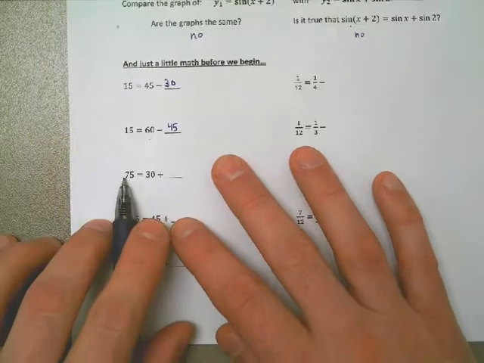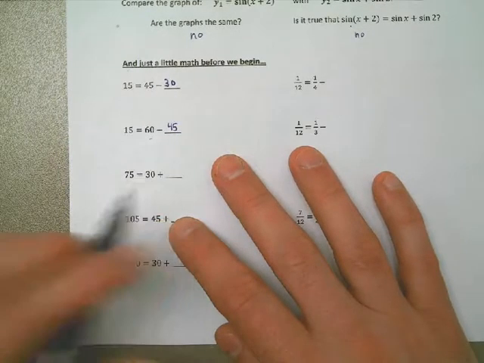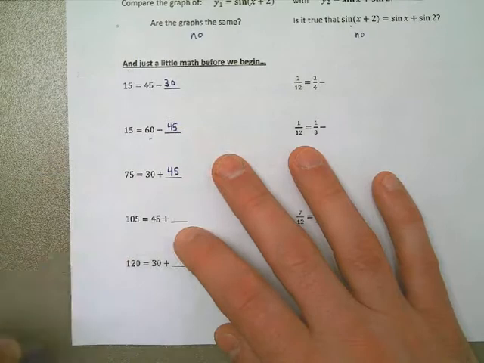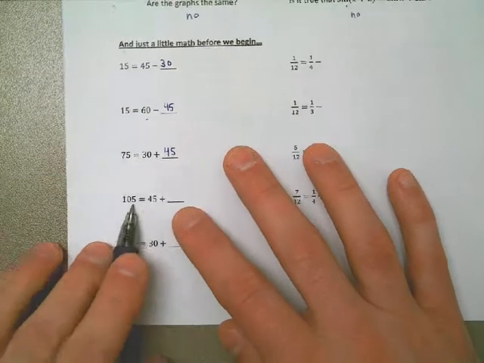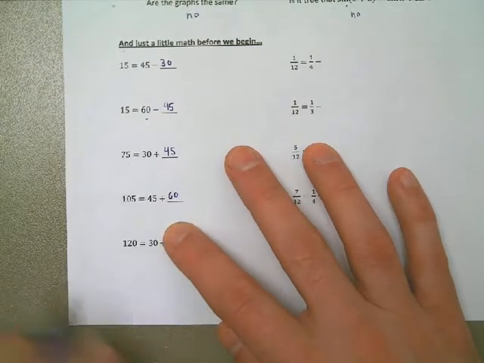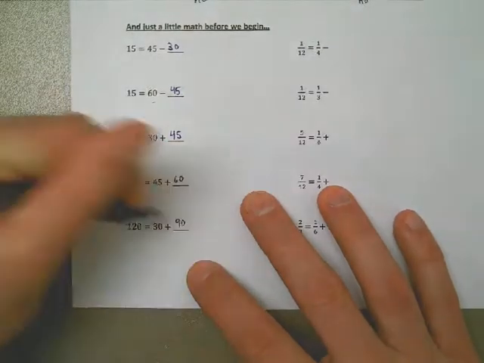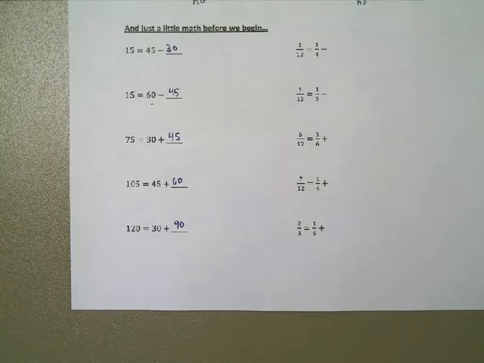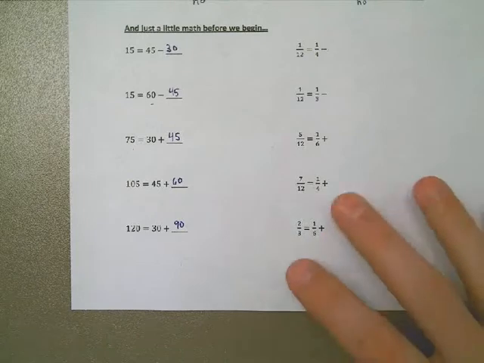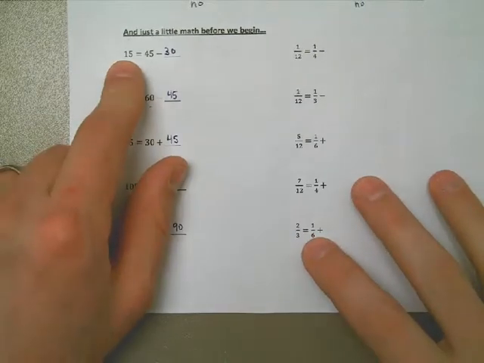Perhaps if 75 degrees shows up in a problem, I want to look at that as a combination of 30 plus 45. Or if I want to look at 105, maybe I'm going to do 45 plus 60. Or if I get 120, I can look at that as 30 plus 90. Now those all make sense, right? That's just simple addition and subtraction. But what we're going to do is something like this.